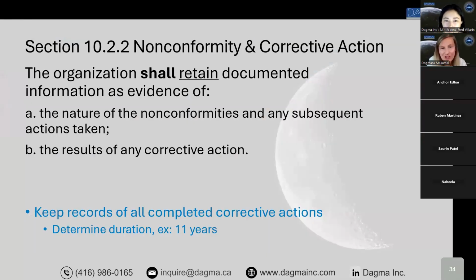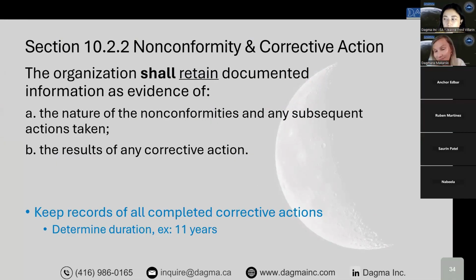The organization shall retain documented information as evidence of the nature of the nonconformities and any subsequent action taken and the results of any corrective action. So we keep records of all completed corrective actions. You have to determine that duration, of course.